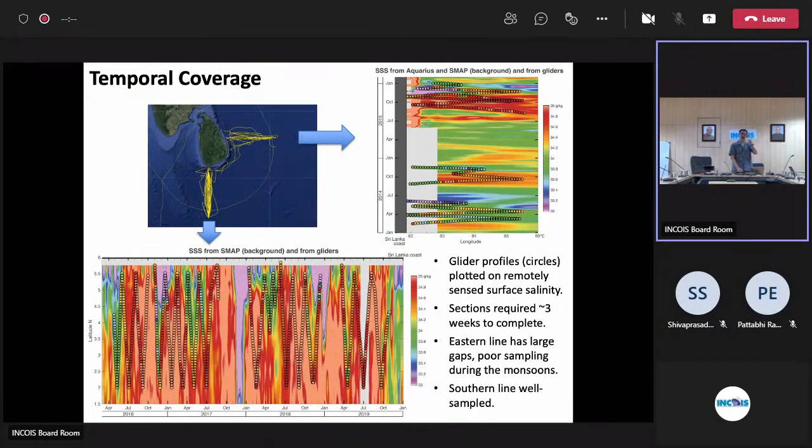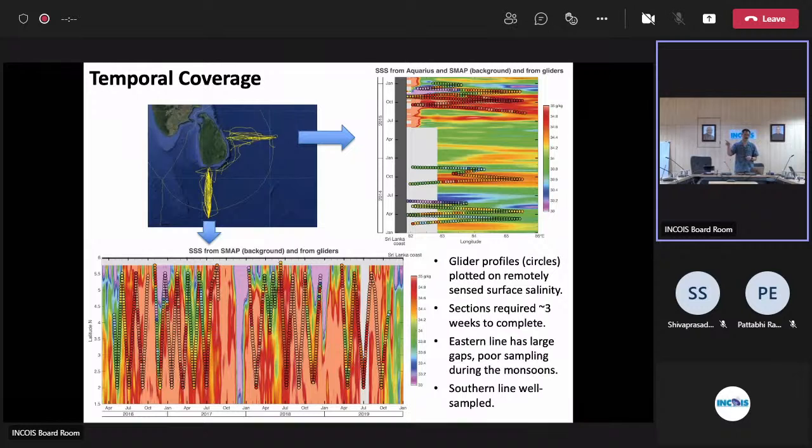So these Hovmöller diagrams give you an idea of the temporal coverage that we achieved. In the upper right-hand side is the diagram for the eastern section, and there time is in the vertical axis, and longitude is in the horizontal axis. Plotted in the background is SMAP salinity, right, where the warm colors are salty and the cooler colors are fresh. And the dots are the occupations of gliders.